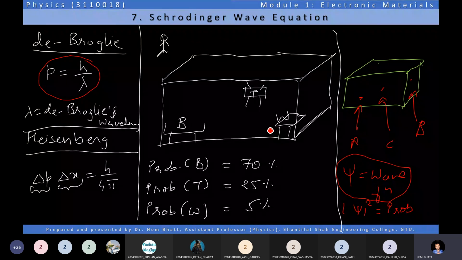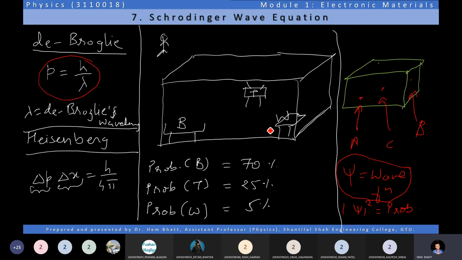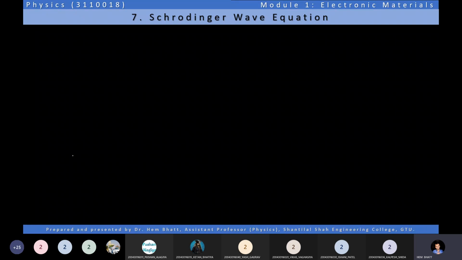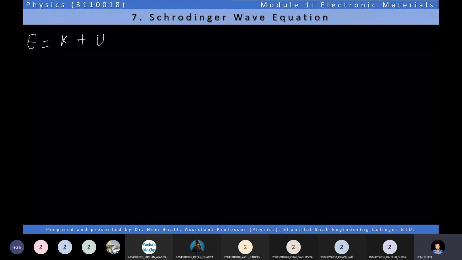So let us try to derive equation for Schrodinger wave equation. So we know that for any particle the energy can be given as E is equal to K plus U. What is K and what is U here? K એટલે શું અને U એટલે શું? Kinetic and potential energy. K એટલે kinetic energy. What is U?